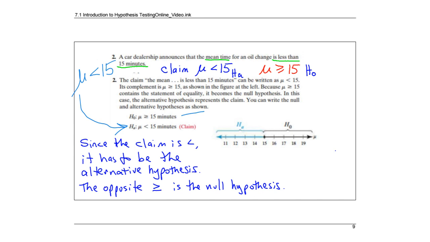So this time when we look at our number line, our null hypothesis starts at 15 and includes 15 and heads up because we want greater than or equal to 15. That's our null. For our alternative, it starts just under 15. It does not include 15, and it heads to the left because we want the mean to be less than 15 minutes.